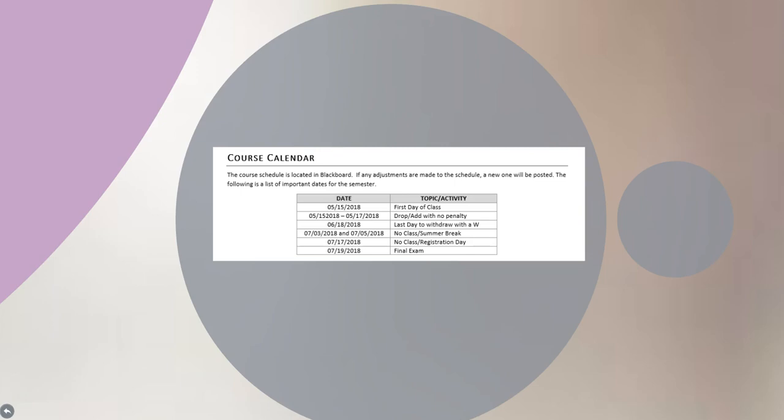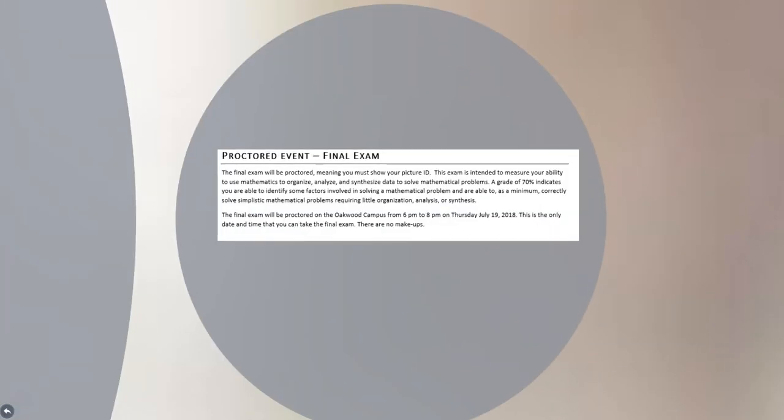We have no class on July 3rd and July 5th. We have summer break, so there will be no classes at all. That's the week of the 4th of July. We also have no classes scheduled for July 17th. That's registration day, so there will be no class at all that Tuesday, and then that Thursday, July 19th, will be the date of our final exam. And that is a proctored event.